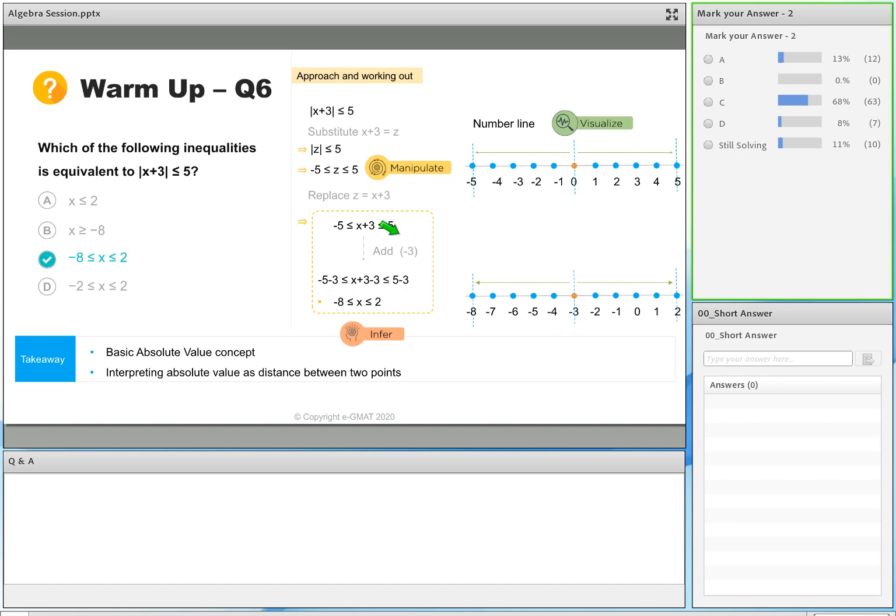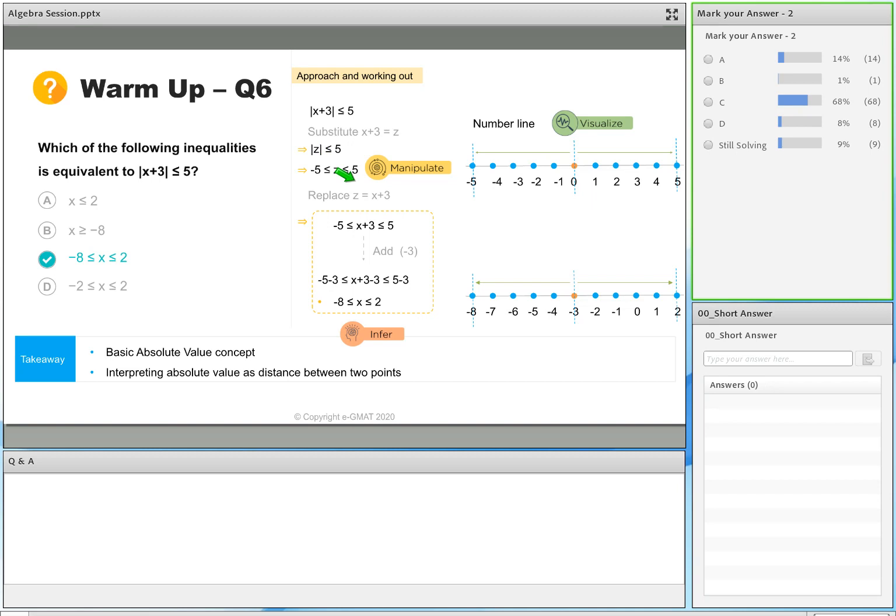I have the absolute value of x plus 3 as less than or equal to 5. First thing I can do in this method is replace my x plus 3 by a single variable. I'll start calling it z. So what I have therefore is that the absolute value of z is less than or equal to 5. So it's just this one single number whose absolute value is 5 or less. Now, what all numbers can this be? This is the range of numbers between -5 and 5 inclusive.